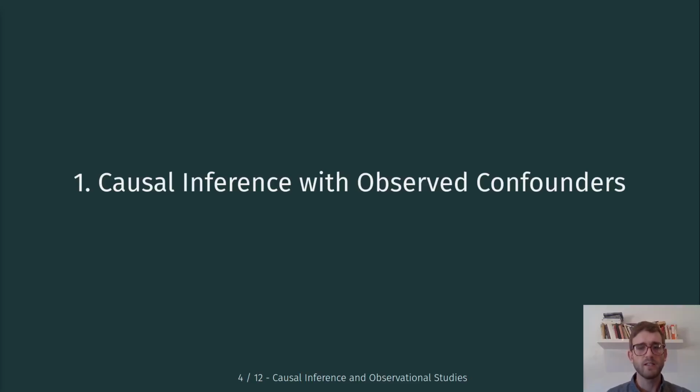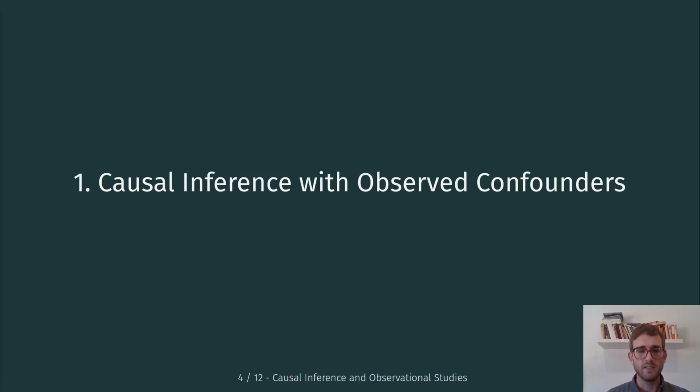Hey everyone, in this video I'm going to talk about causal inference with observed confounders. When we introduced the idea of causal inference and estimation techniques last week, we talked about it in the context of experimental designs. Those are designs where we have a random assignment mechanism with some probability of assigning each unit to either a treatment group or a control group, right?